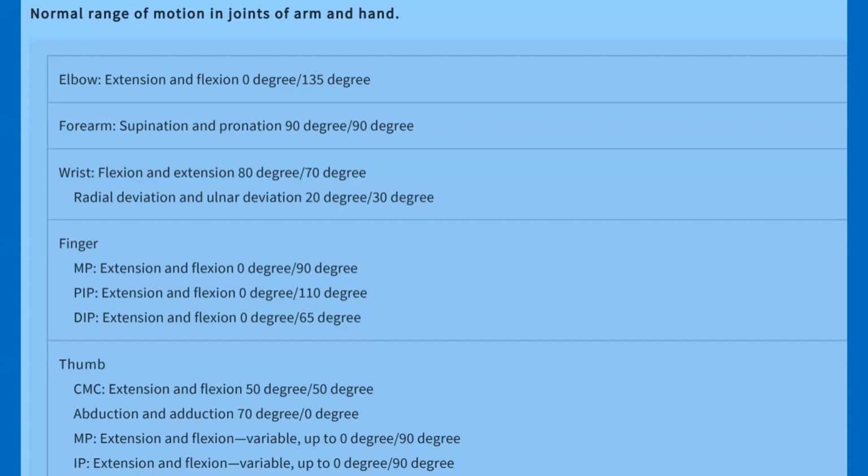Metacarpophalangeal joint, 0 to 90 degrees on flexion, extension. The proximal interphalangeal joint, 0 to 110. The distal interphalangeal, 0 to 65. Now, coming to the thumb, the carpometacarpal joint, extension and flexion is 50-50. Abduction and adduction is 70 degrees to 0 degrees. Metacarpophalangeal extension flexion up to 90 degrees. The interphalangeal joint up to 90 degrees. So you have to know these ranges of motion.